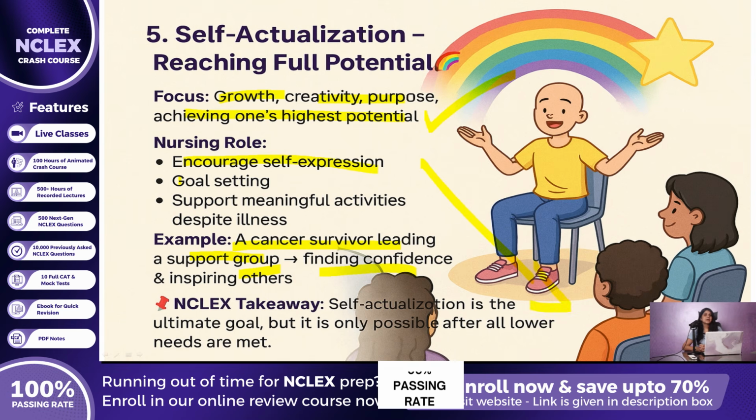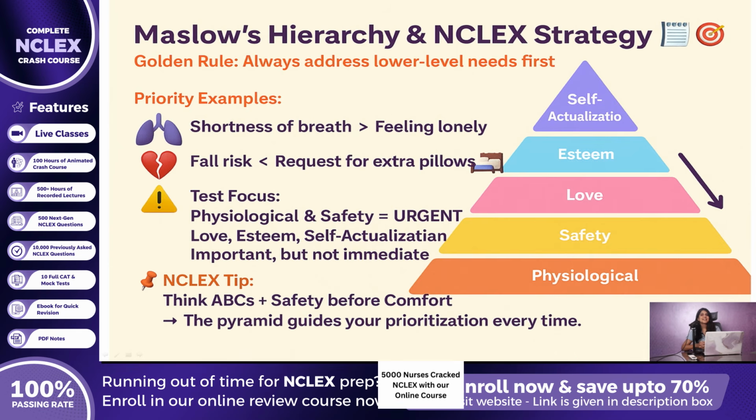Now, let us connect Maslow's hierarchy directly to NCLEX test strategy. When faced with multiple patient care scenarios, always address lower-level needs before higher-level ones. A patient with shortness of breath will always come before a patient who feels lonely. A fall risk must be managed before a patient's request for extra pillows.